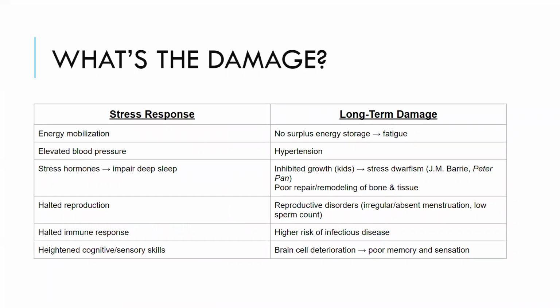So what's the damage? In the short run, what is initially energy mobilization, helping us to get those sugars and fats and carbohydrates out of storage and ready to use, in the long term translates to us not having any surplus energy storage. So we're not really storing anything, we're just burning it as soon as we consume it. And so this leads to fatigue in the long run. What initially starts out as elevated blood pressure to help get that energy to our muscles and our brain and our hearts to fight or flee turns into hypertension in the long run.